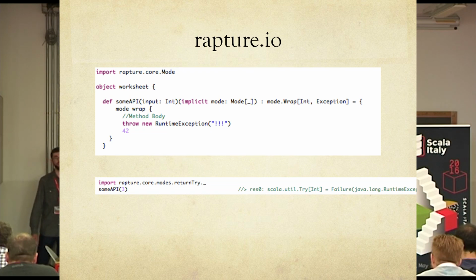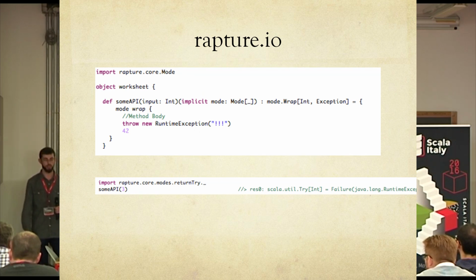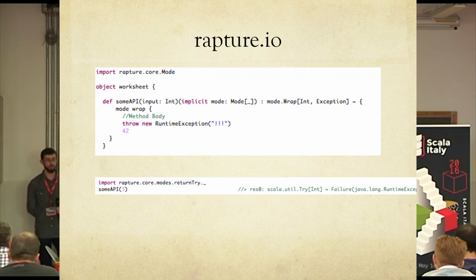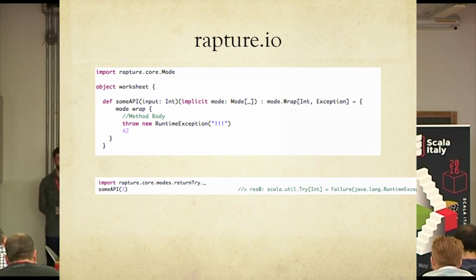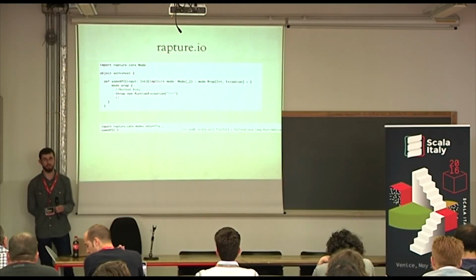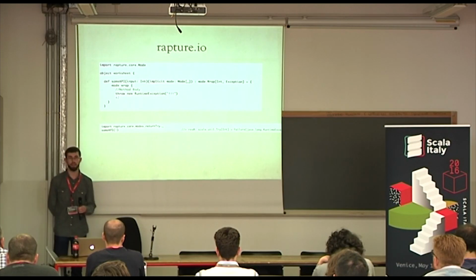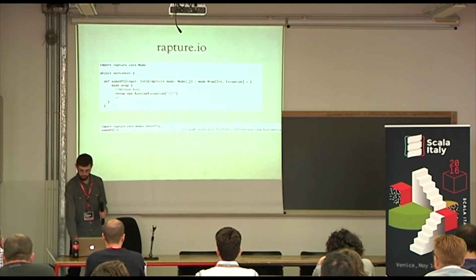The idea here is that the client can specify whether or not they want the APIs to return Tries, Eithers, throw exceptions, or whatever. The main disadvantage of this, though, is that the API designer has to know how to do it. They have to know to put the return type around this mode.wrap. And it's the same every time, so that's boilerplate. But you could hide that in your API documentation if you liked.